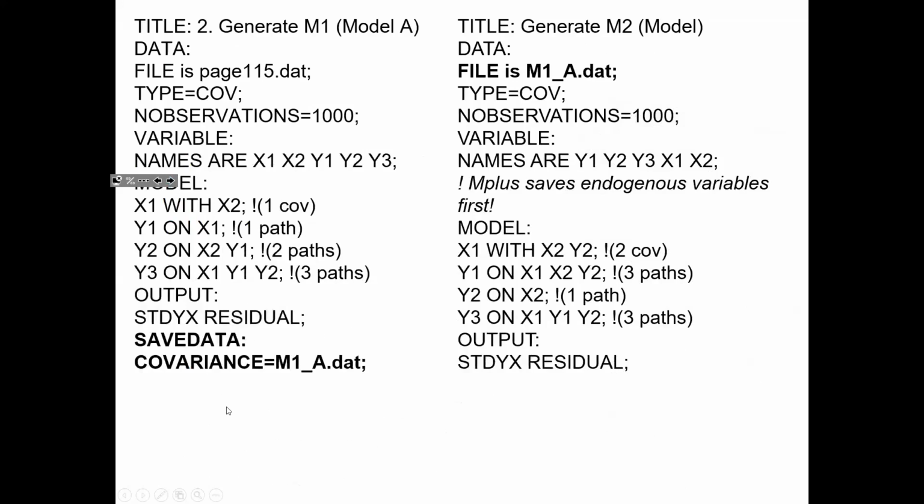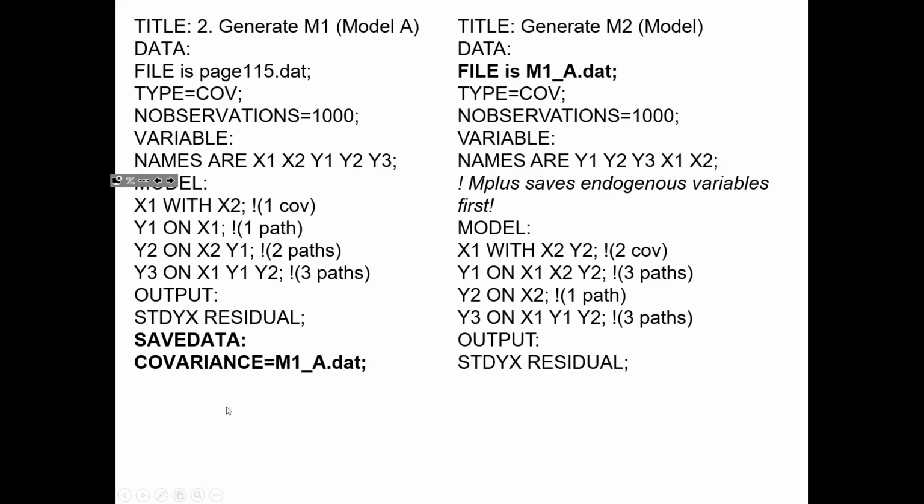So save data colon, and then we're going to save out that covariance matrix. We say save data covariance equals, and I just called it M1 underscore A. It's like model A is our model 1 here. That's why I called it that. Then in the next step, we are going to use that same variance covariance matrix that we just generated. That's the model implied variance covariance matrix. And we have to tell it the type is covariance, right? And then we're going to fit the model of interest.